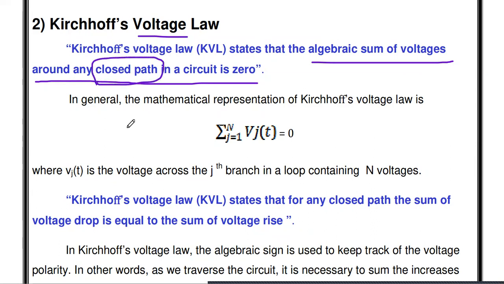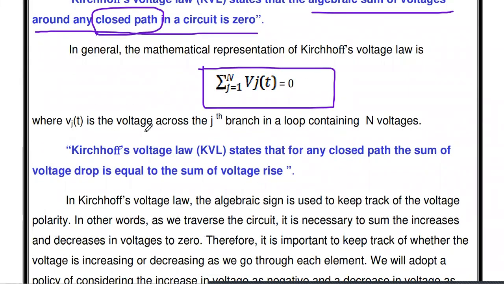What is meant by closed path? The closed path is nothing but a loop or mesh. For any mesh or any loop, we can apply Kirchhoff's voltage law. So the algebraic sum of voltages around any closed path in a circuit is zero. It is said to be Kirchhoff's voltage law. Mathematically, it is defined as summation j equal to 1 to n Vj of t equal to 0, where V is voltage and Vj means different branch voltages. So the algebraic sum of different branch voltages is equal to 0 for any closed path.